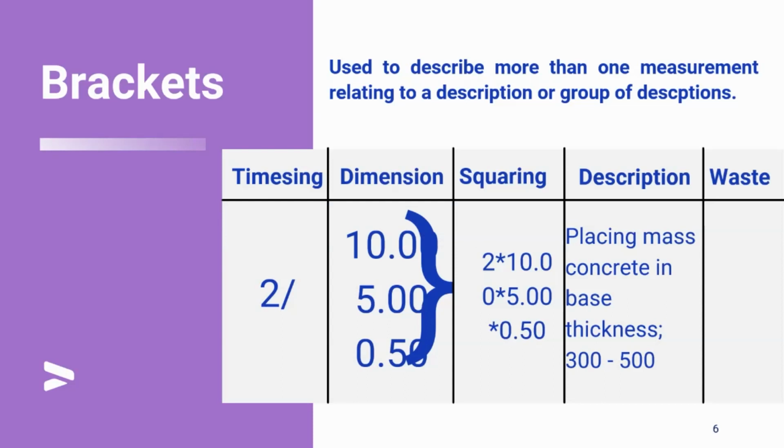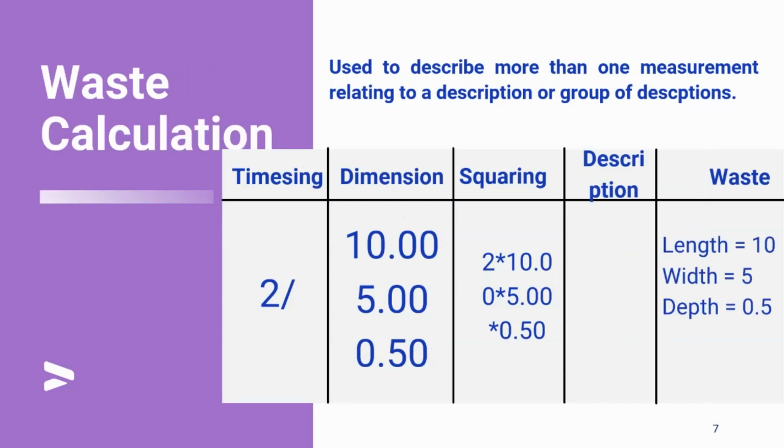However, all these values are aligned to just this one description. That is the essence of you using brackets. Then we go to the waste calculation.